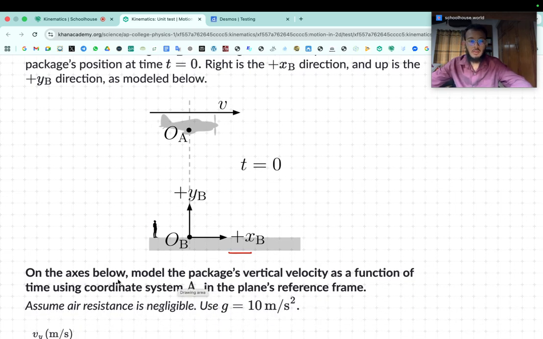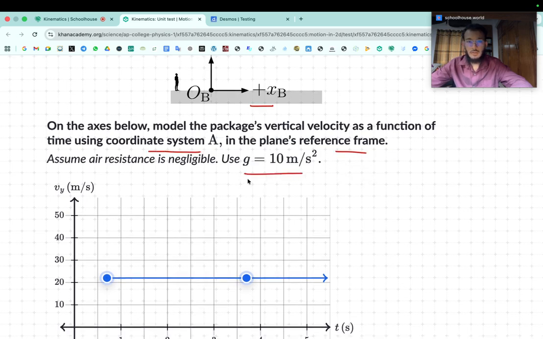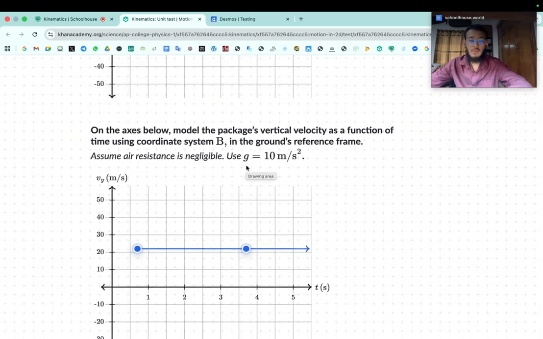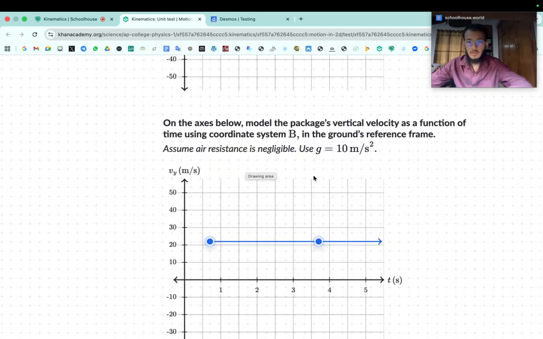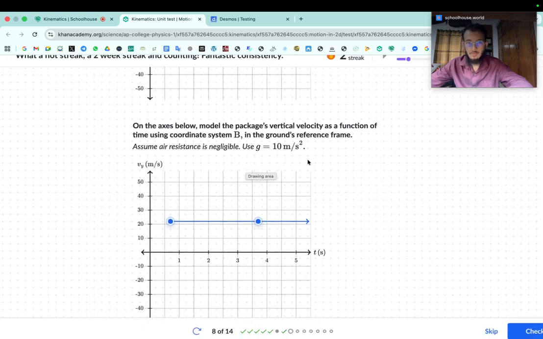On the axis below, model the package's vertical velocity as a function of time using the coordinate system A, using the plane's reference. G is 10, air resistance is negligible, and we have to do the same for B as well. We have to model the package's vertical velocity as a function of time using the coordinate axis B in the ground's reference frame. All right.